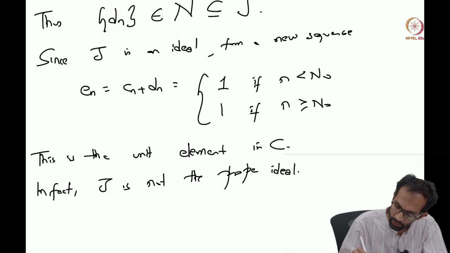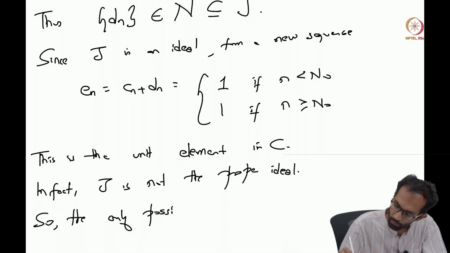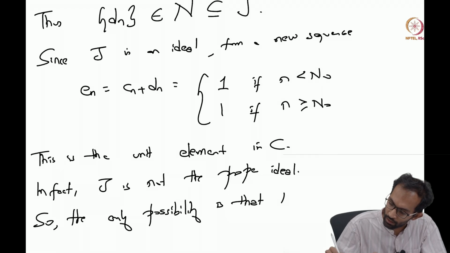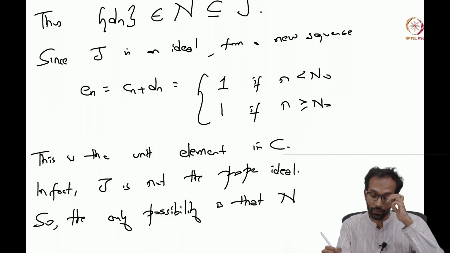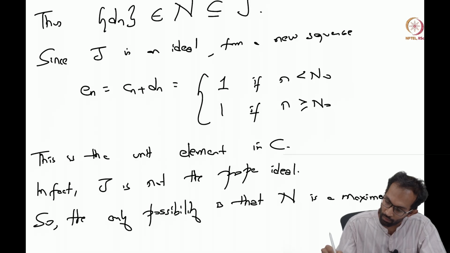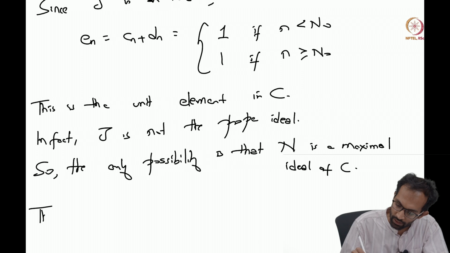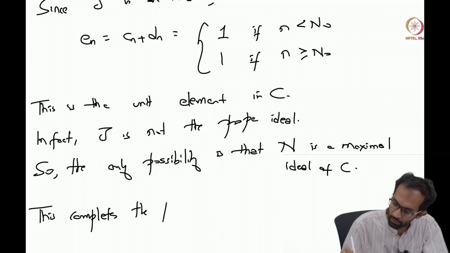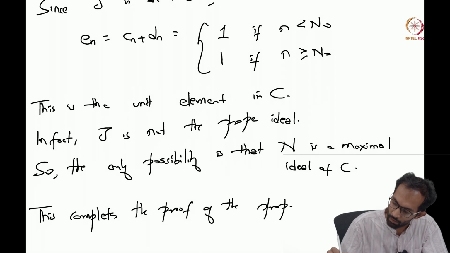So the only possibility is that this ideal given by the null sequences is a maximal ideal of C. Okay, so this completes the proof of the proposition. Okay. Thank you.